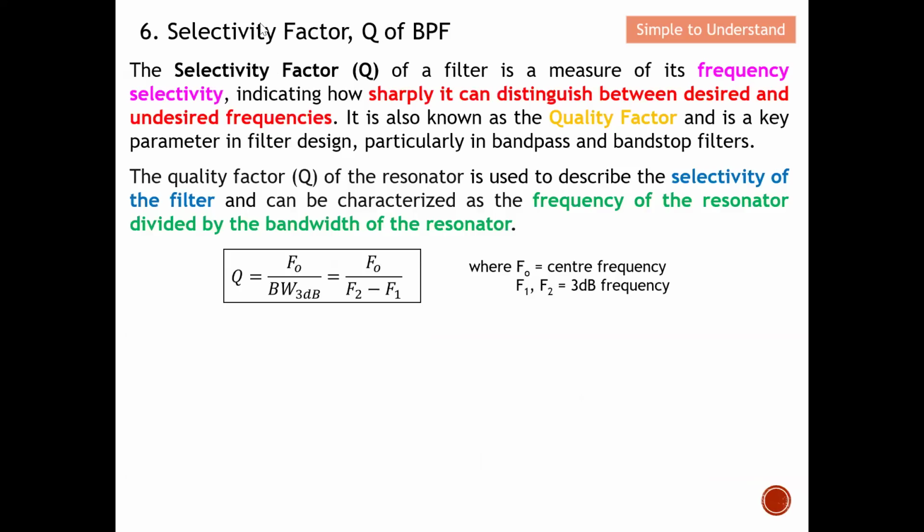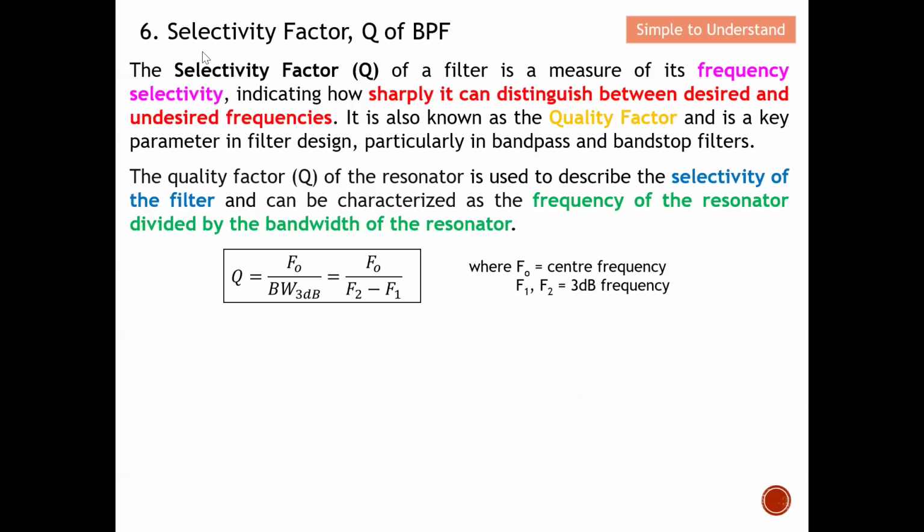Let's quickly take a close look. What is actually the selectivity factor Q of a bandpass filter? Like I mentioned earlier, this is an inverse relationship with bandwidth. Let's take a close look. What is actually the selectivity factor?